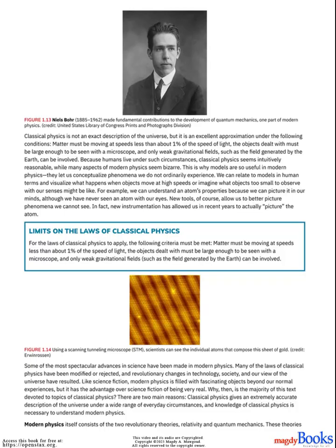1.1.6. Limits on the laws of classical physics. For the laws of classical physics to apply, the following criteria must be met. Matter must be moving at speeds less than about 1% of the speed of light, the objects dealt with must be large enough to be seen with a microscope, and only weak gravitational fields, such as the field generated by the Earth, can be involved.